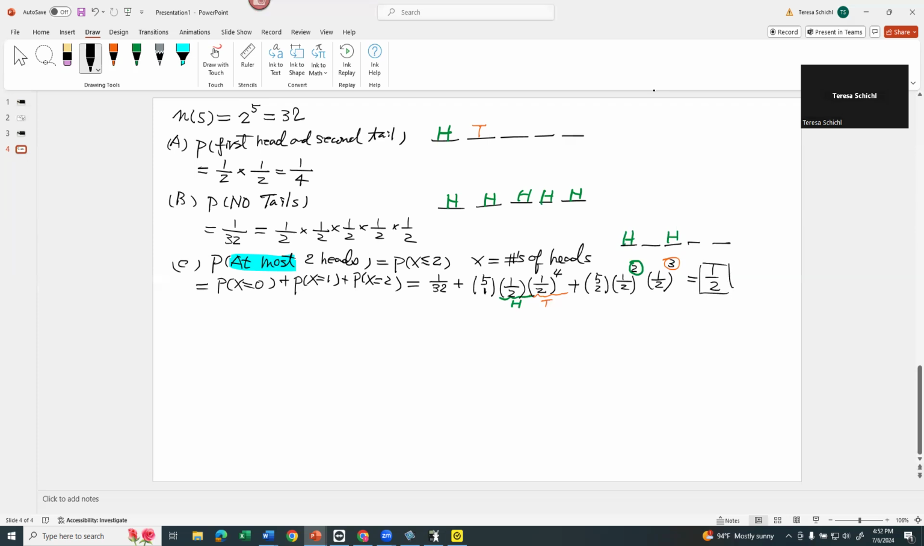Okay, now part D here. Part D is I want to find the probability of the first head in the first 3 attempts.